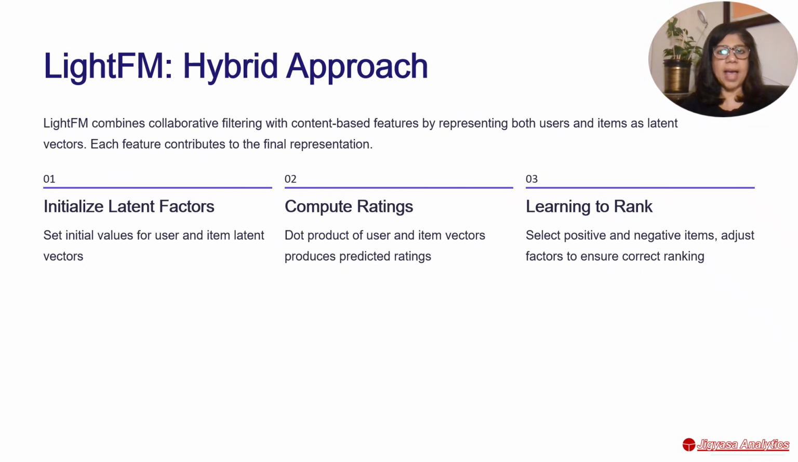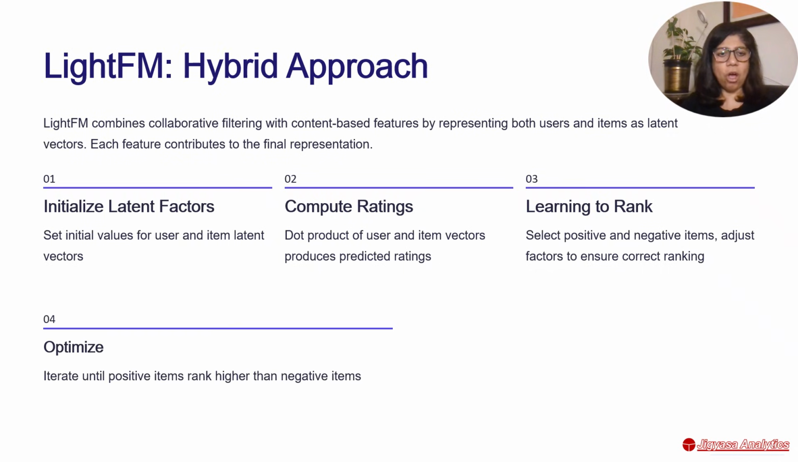The assumption is that in the dense matrix, the rating for the positive item must be higher than the rating for the negative item. If not, we change the latent factor embeddings to increase the rating of the positive item and decrease the rating of the negative item. And we continue to pick other negative items in this manner until the rankings between all item user pairs are correct. So that is how the LightFM model works.